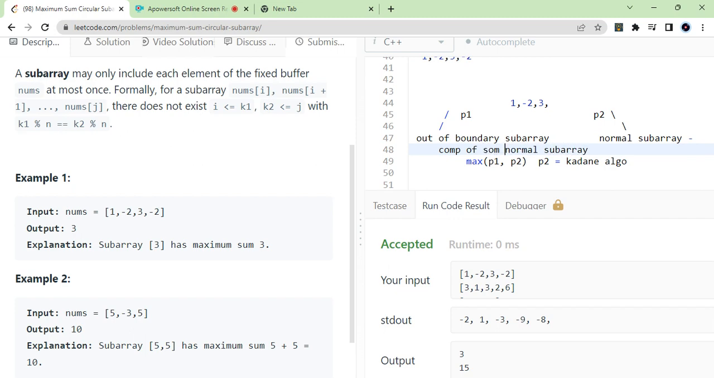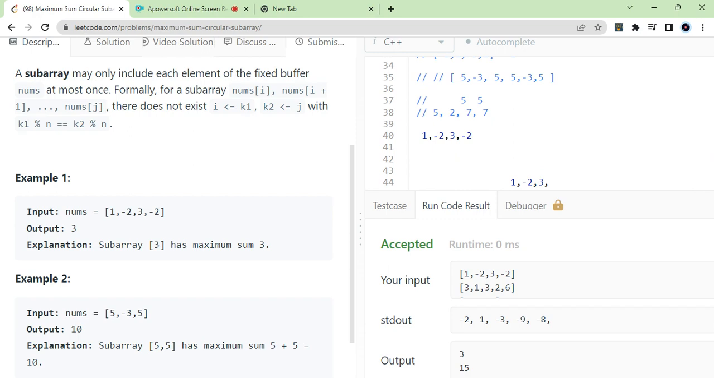If you want an out of boundary subarray like this, 3, -2 and this one, then this out of boundary subarray is the complementary part of this subarray, -2. And any other out of boundary subarray, like this 1 and this -2, is the complementary part of this 3 comma -2. How can you deal with that? You can just say that I'm removing this part from the array, and whatever I get is the out of boundary subarray.